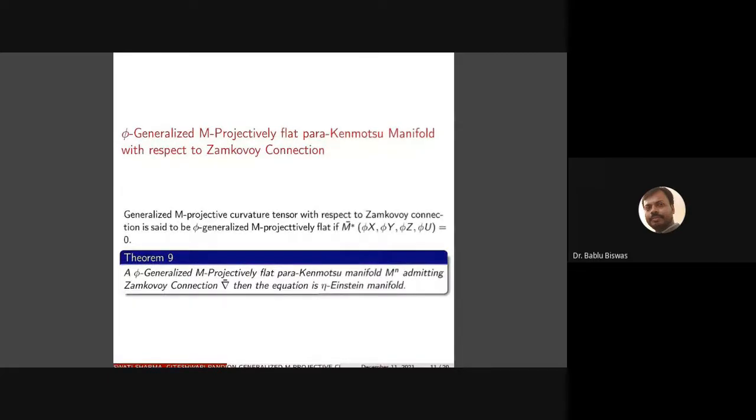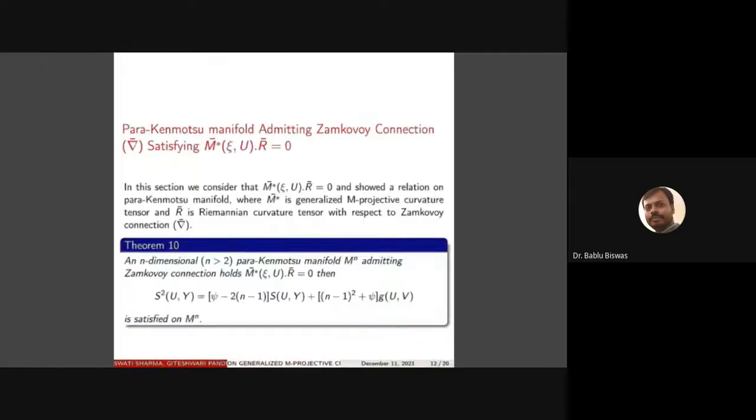Phi-generalized M-projectively flat para-Kenmotsu manifold with respect to the Zamkovoy connection. The generalized M-projective curvature tensor with respect to the Zamkovoy connection is said to be phi-generalized M-projectively flat if M bar star(phi X, phi Y, phi Z, phi U) equal to 0. From 9, a phi-generalized M-projectively flat para-Kenmotsu manifold Mn admitting the Zamkovoy connection del bar is an eta-Einstein manifold. Para-Kenmotsu manifold admitting the Zamkovoy connection del bar satisfying M bar star(xi, U) dot R bar star equal to 0.